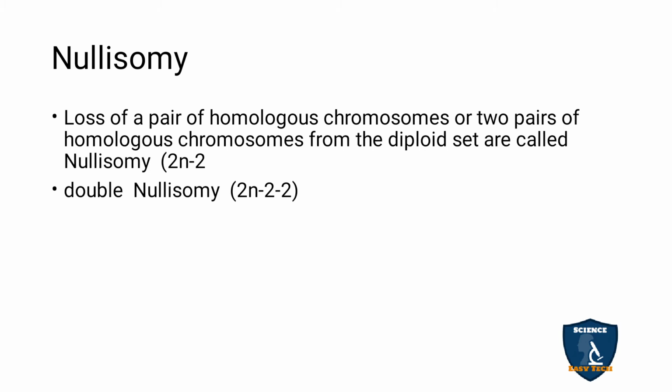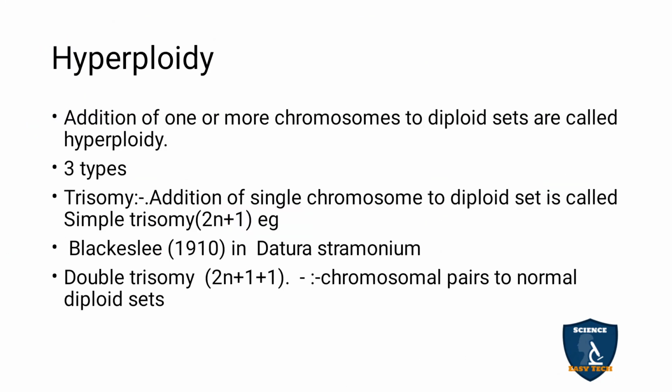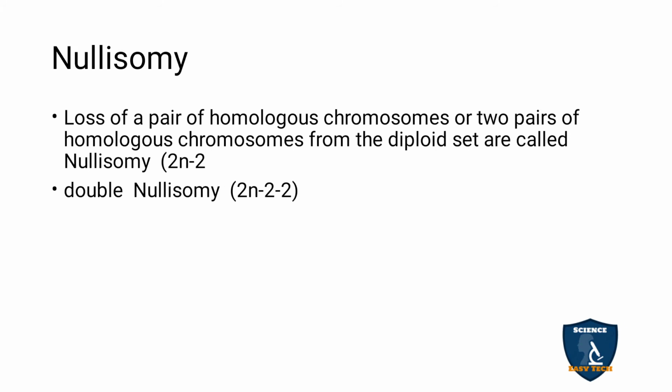Nullisomy. Nullisomy is the loss of a pair of homologous chromosomes, where two chromosomes are completely deleted from the diploid set. So you can see here, this is the nullisomy condition. The two segments of the chromosome are deleted, that is removed from the diploid set. That condition is known as nullisomy, 2n minus 2, is equal to 0. And double nullisomy, 2n minus 2 minus 2. First one segment is removed, and again another segment is removed from the diploid set of chromosomes.